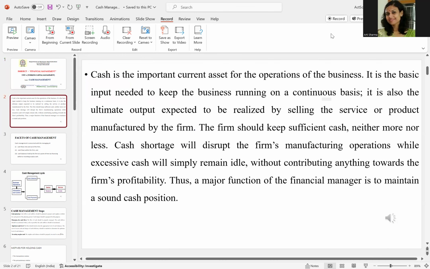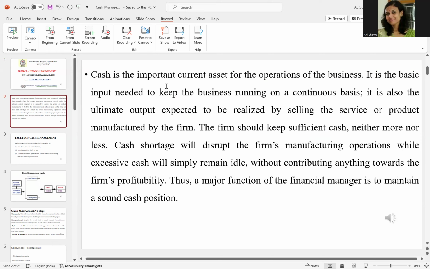So, as we know, cash is the most liquid asset, and this is a particular asset because of which many organizations become sick, because improper management of cash may create non-performing assets also. So cash is the important current asset for the operations of the business. We can say that it is the basic input needed to keep the business running on a continuous basis, and it is also the ultimate output expected to be realized by selling the services or product manufactured by the firm.